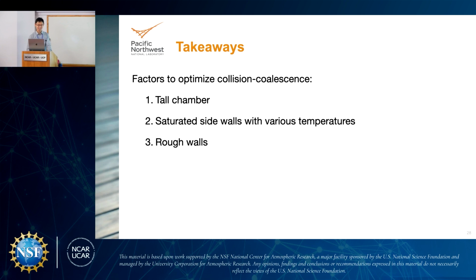So here are some takeaways. Factors to optimize collision coalescence: we need to have a tall chamber, saturated sidewalls with various temperatures, and rough walls.